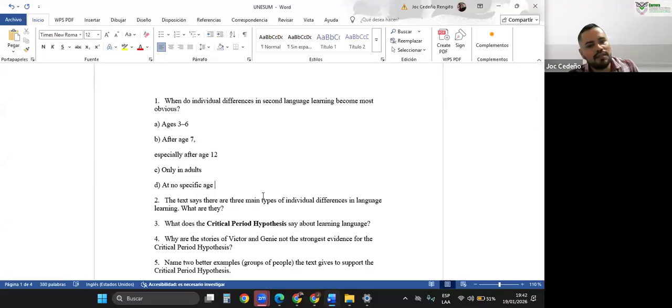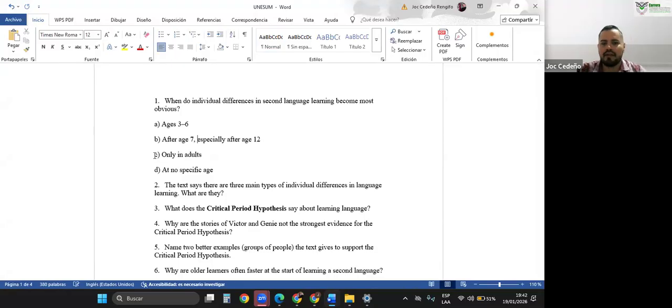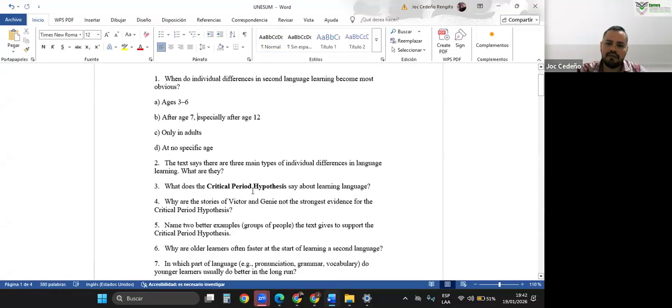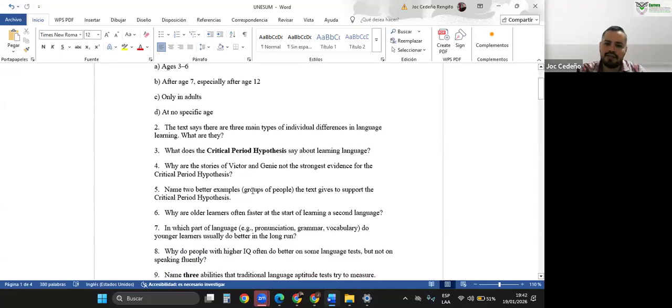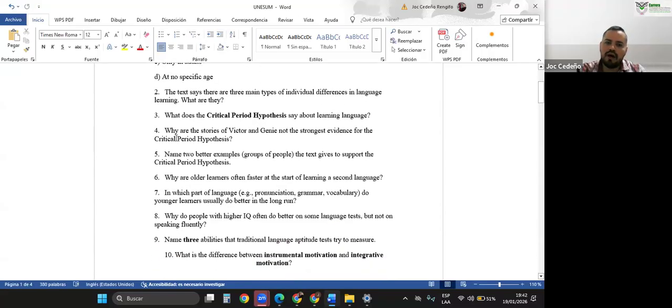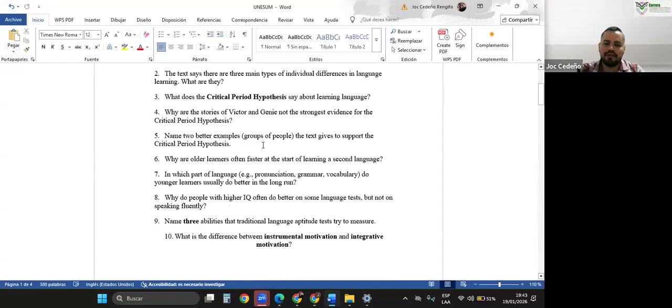First, when do individual differences in second language learning become most obvious? At ages 3 to 6, after age 7, especially after age 12, only in adults, at no specific age. Second, the text says there are three main types of individual differences in language learning. What are they? Three, what does the critical period hypothesis say about learning language? Four, why are the stories of Victor and Genie not the strongest evidence for the critical period hypothesis? Five, name two better examples the text gives to support the critical period hypothesis.